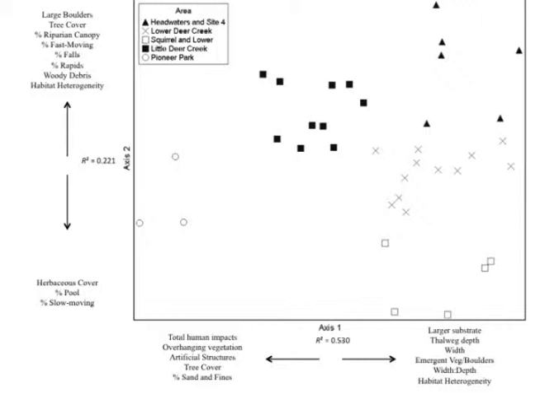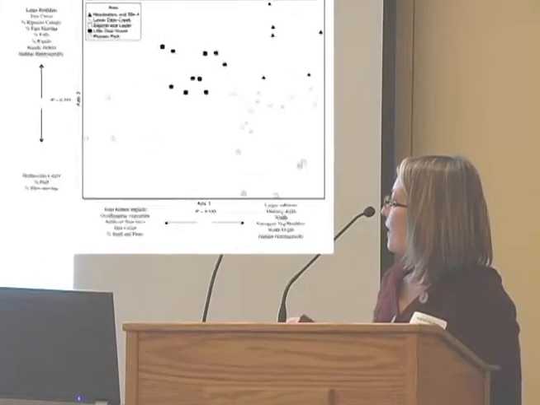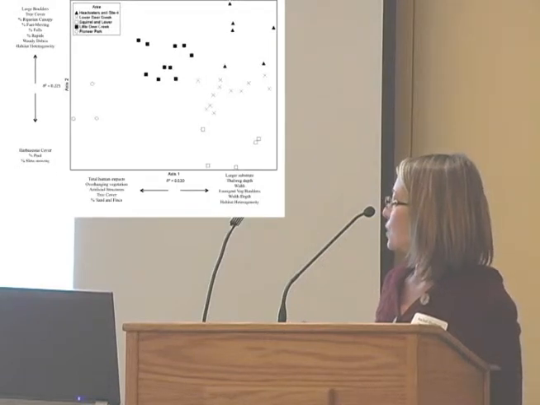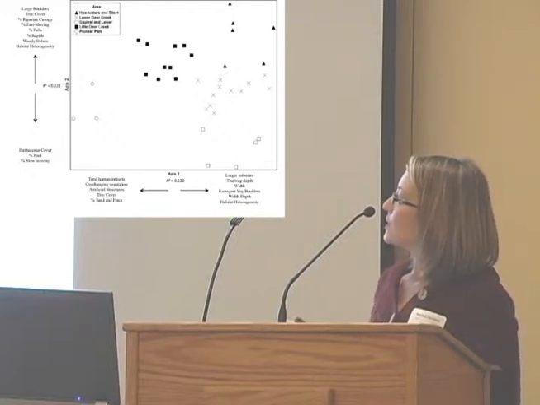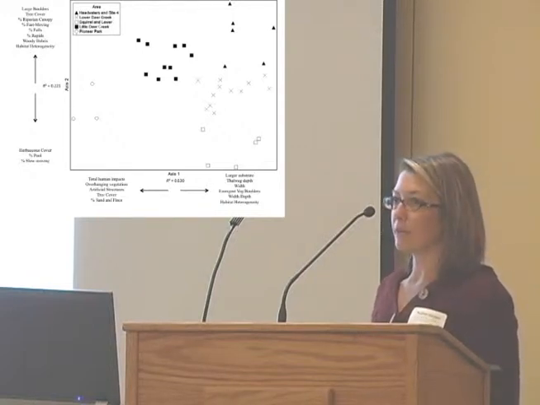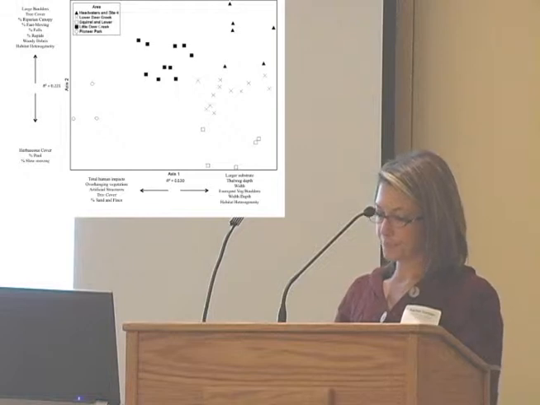Now this is that same ordination, but here we have annotated the axis loadings, and you can see that the main source of variance between stream areas is on axis 1. So we've got total human impacts, overhanging vegetation, artificial structures, tree cover, percent sand and fines, substrate, wetted width, emergent vegetation and boulders, width to depth ratio, and habitat heterogeneity that's contributing to the majority of the variance that you're seeing here.